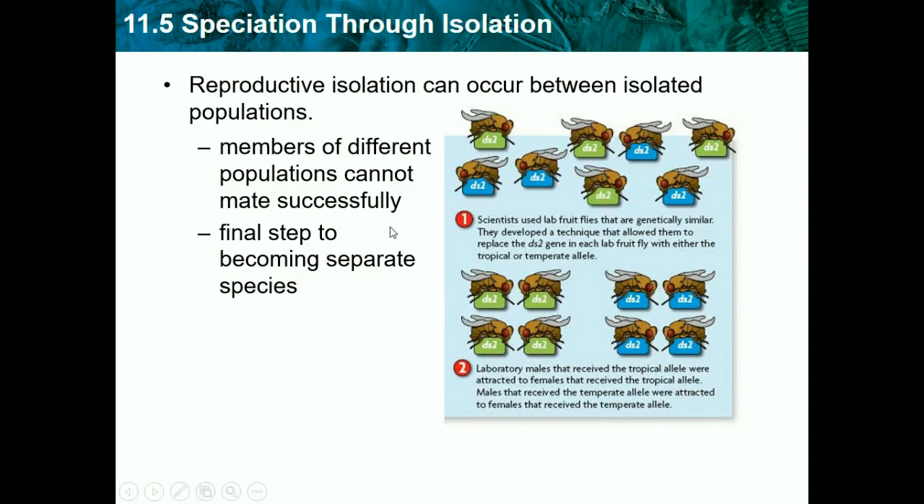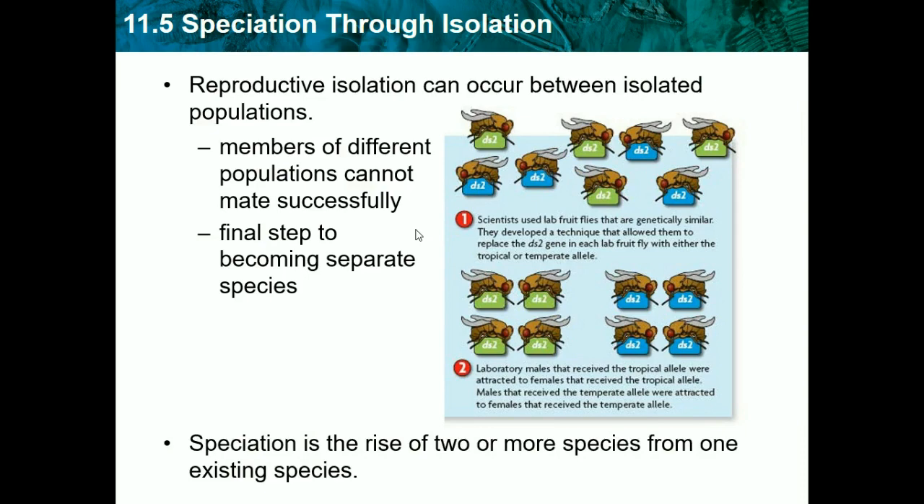And this is just an example showing that scientists inserted genes into fruit flies. They use fruit flies for a lot of their experiments. And there was a tropical and a temperate gene. And so they put them in the fruit flies, and the males and females of a temperate climate would pair up, and males and females of a tropical climate would pair up. They can't interbreed, like a tropical female can't mate with a temperate male because they're different species now.